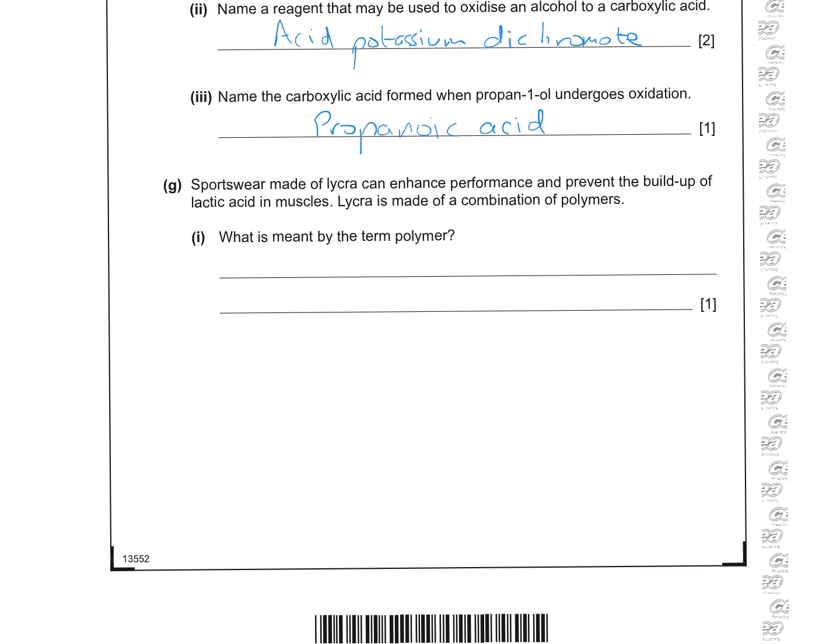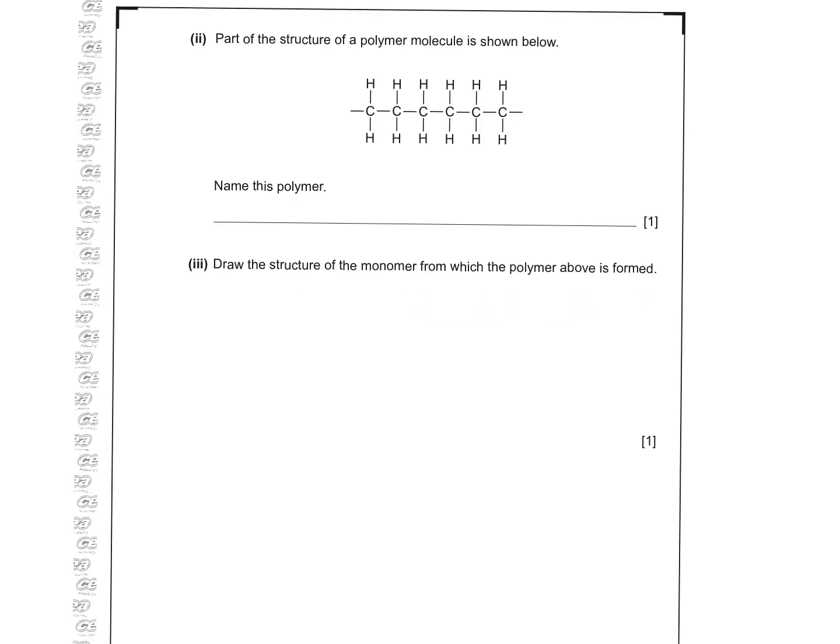G, part 1, what is meant by the term polymer? Well, a polymer is a long chain molecule made up of repeating units, or made up of small molecules. Part 2, I have to name this polymer. Well, the polymer is always based on 2 carbons. So you can see here and here, and there are only hydrogens around it. So that means it's based on ethene. The polymer, therefore, is polyethene or polythene.